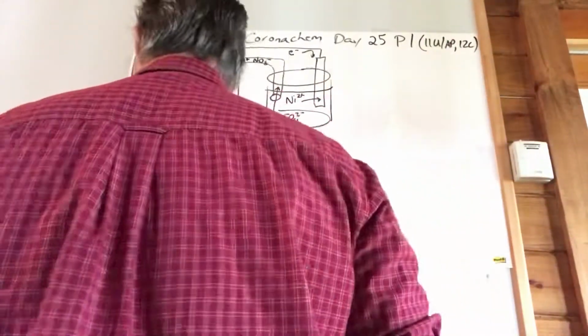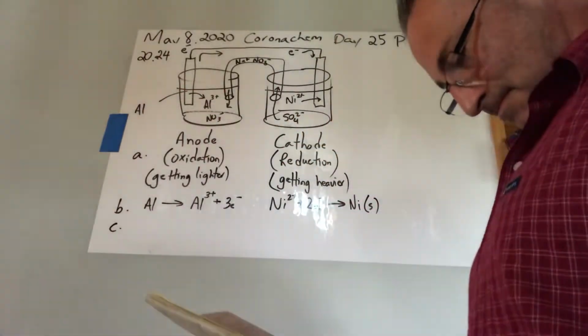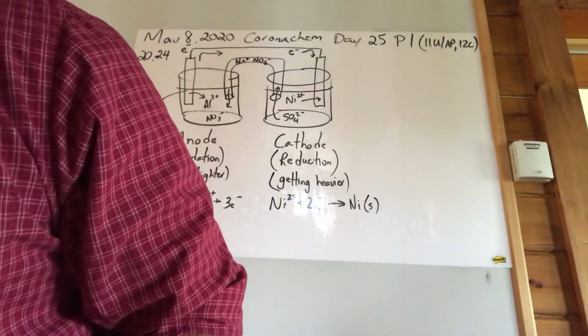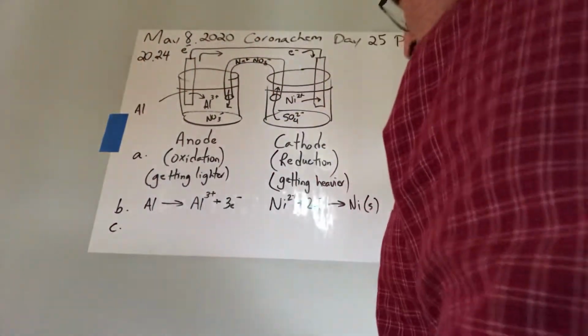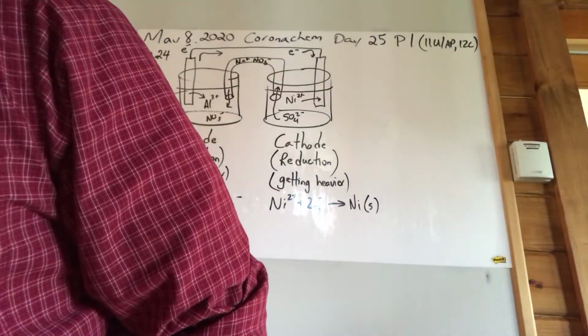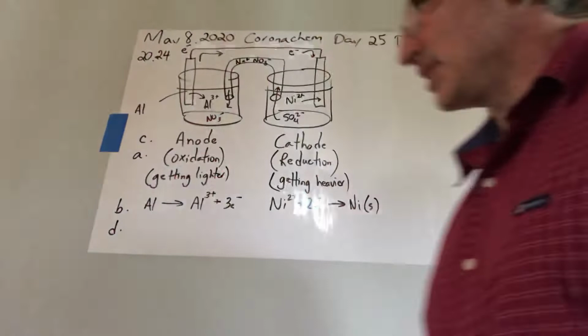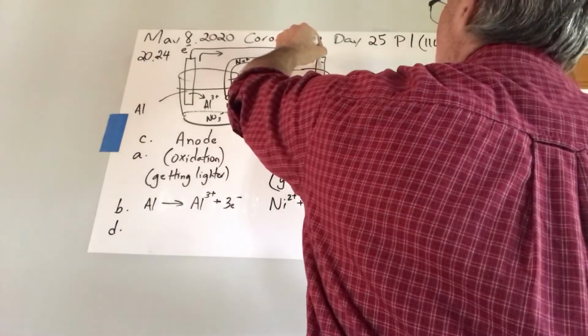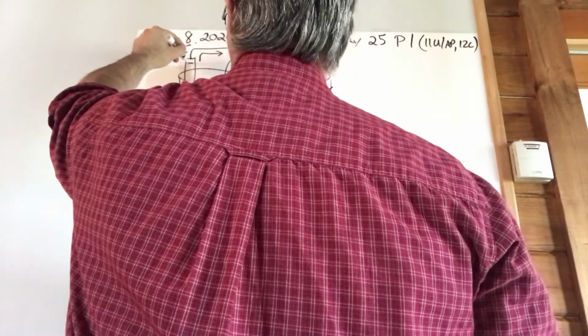Part C. Which electrode is the anode and which is the cathode? I guess that's the answer here. That's C. D. Indicate the signs of the electrodes. Okay, this is a tricky part because it also bothers me. For whatever reason, they put the sign conventions backwards. They put the plus sign on the cathode and the negative sign on the anode.